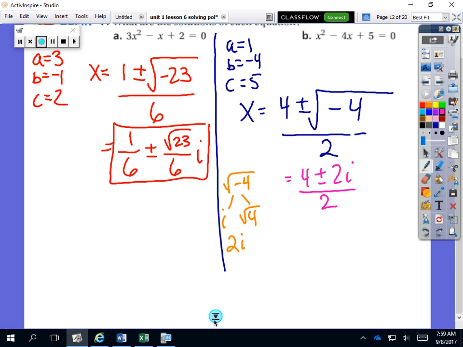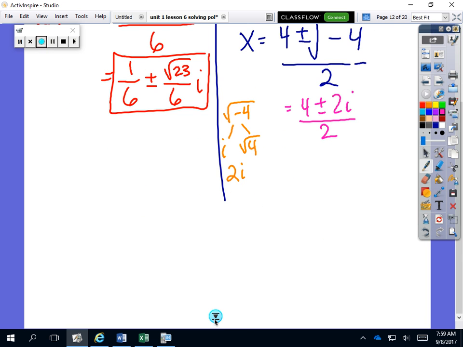Now we need to split that up and reduce if we can. So I have 4 over 2 plus or minus 2i over 2. 4 over 2 is 2, and 2 divided by 2 is 1, so we just have an i there.